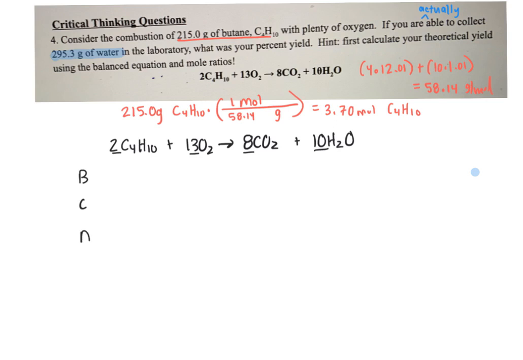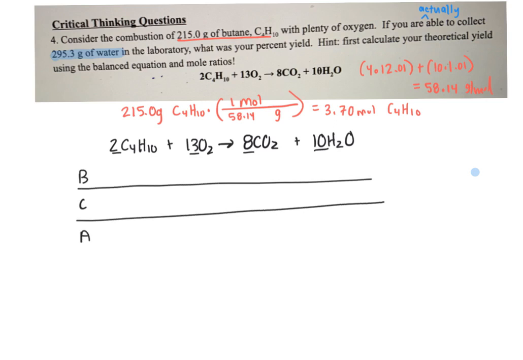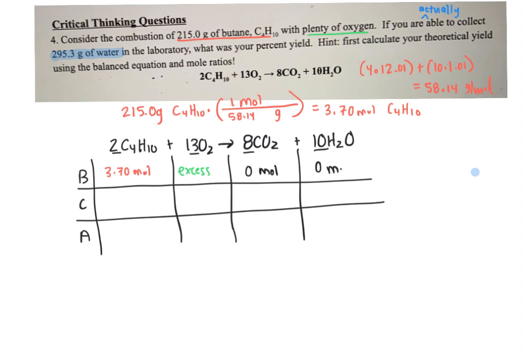B, C, A. So we got 3.7 moles of this guy, and because they said plenty of oxygen, that means this guy's excess. So before the combustion happens, there is no CO2 made yet or no water made yet. So now we go through and we say minus 2x, minus 13x, and then this one will be plus 8x, plus 10x.